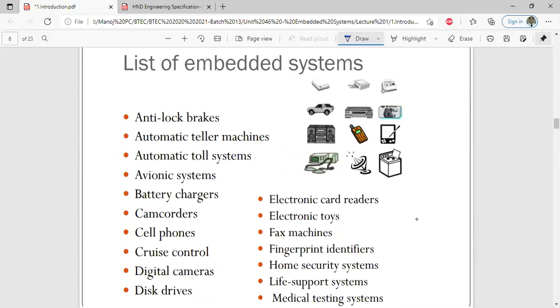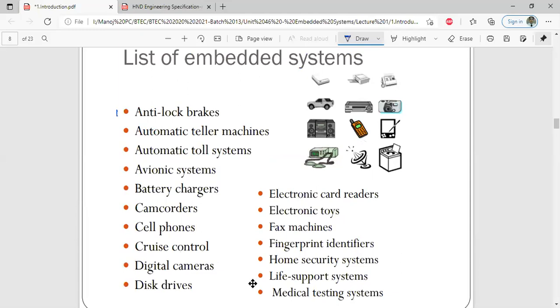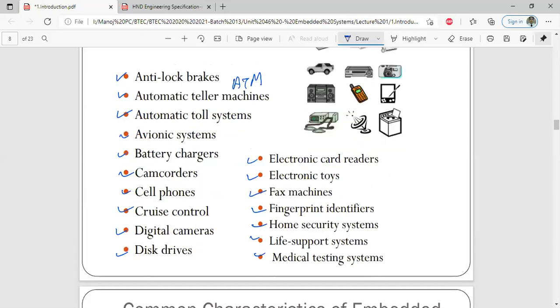So here, anti-lock brakes, automatic teller machines, the ATMs, automatic toll systems, avionic systems, battery chargers, camcorders, cell phones, cruise control, digital cameras, electronic card readers, electronic toys, fax machines, fingerprint identifiers, home security systems. Embedded systems are everywhere, right? And life support systems, medical testing equipment, and everywhere we have these embedded systems.